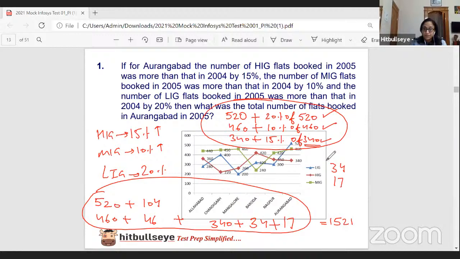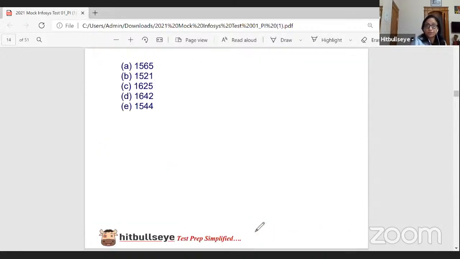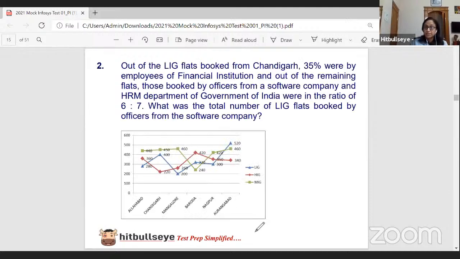Everyone clear? So because it has been correctly answered by majority of you, I'm sure it's quite clear to all of you. Okay, so the right answer is option B. Same data, next question.